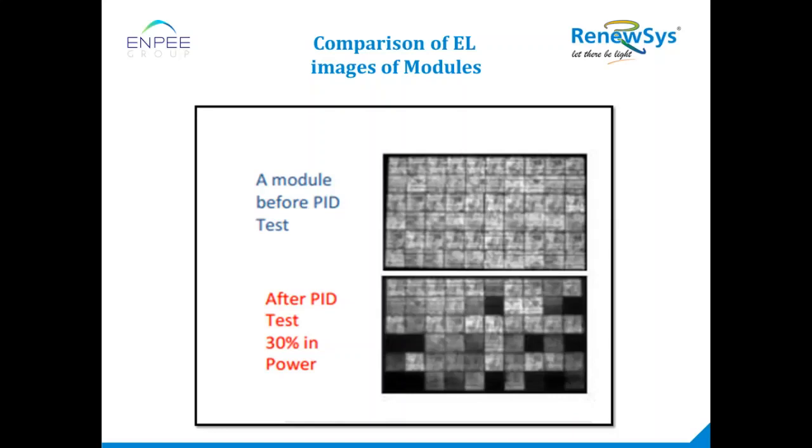The darker ones are the cells which have been affected by PID, and they are not going to produce any power. So considering the number of cells which have been affected by PID, typically we would be losing around 30% of the module power that it is supposed to produce.